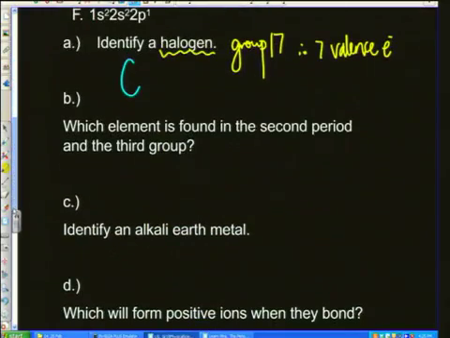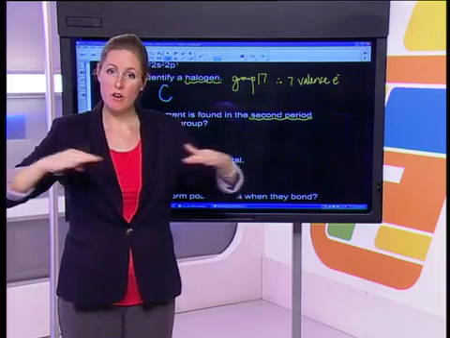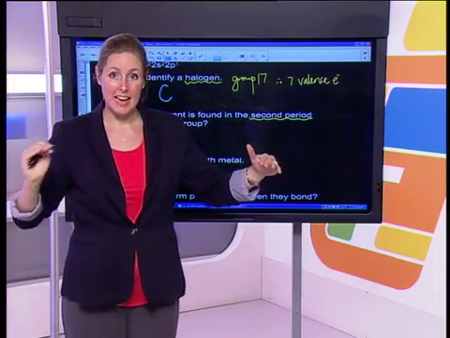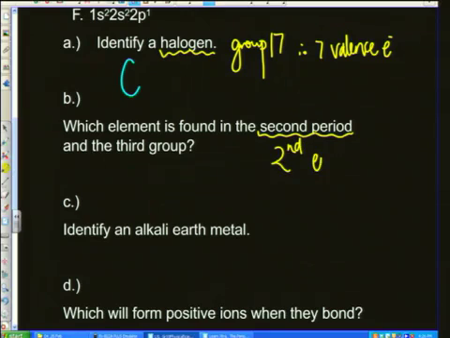Which element is found in the second period and the third group? Okay, so second period is going to mean, how do the periods link up with these electron configurations? Second period, or the second row, is going to mean that it's in the second energy level. So I need to write that down. That's going to mean second energy level, because the period links to the outermost energy level, which is the same as the period.